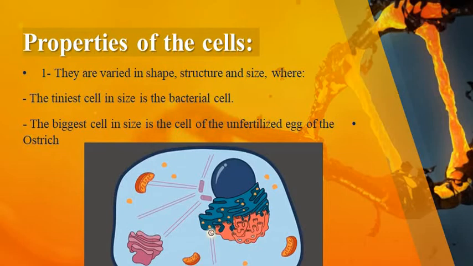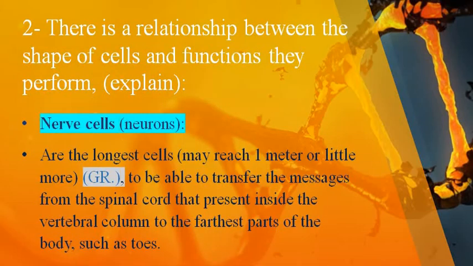But the biggest one is, huh? Of course, the biggest one is the egg, the unfertilized egg of the ostrich. You know the ostrich? Its egg is very large, although it's one cell. But the tiniest cell in size is what? Bacteria cell. Yes, bacteria is the smallest cell in size. Okay, so here we differentiate according to the size, but we can also differentiate according to the shape and function.